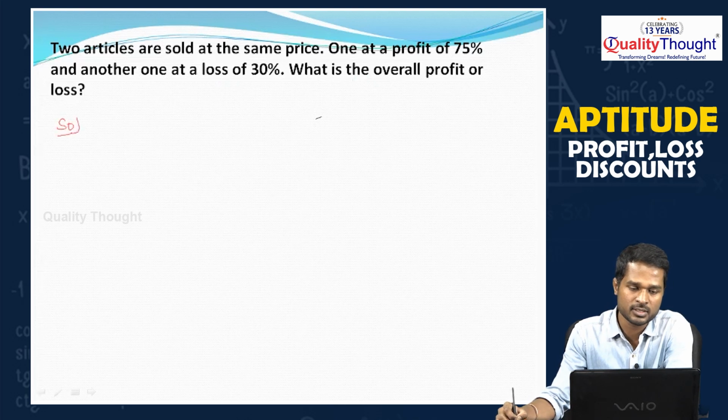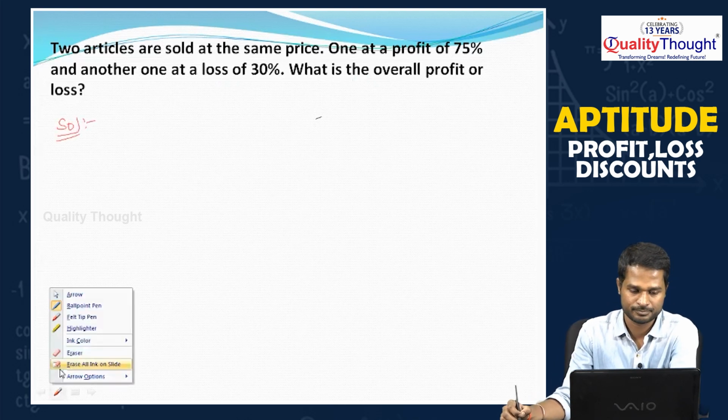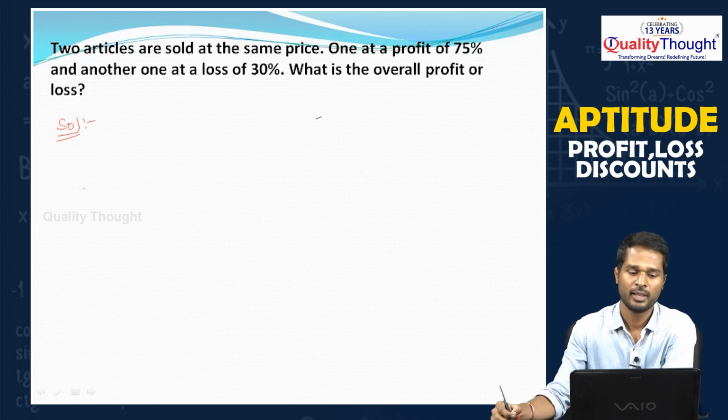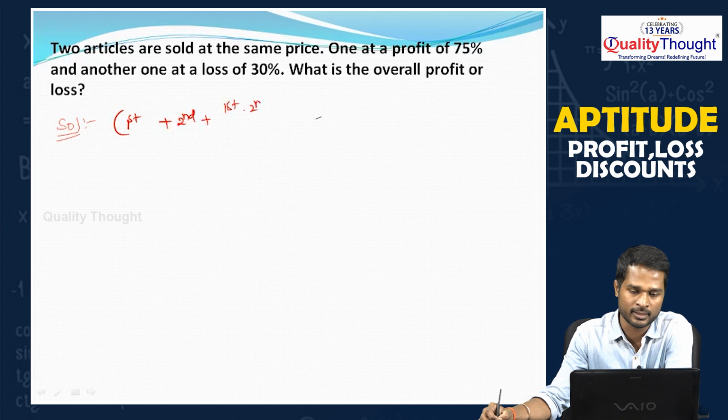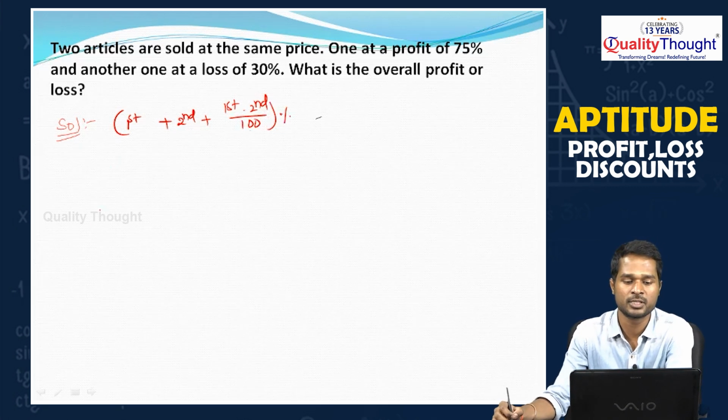See, in these types of questions, we can use the overall profit percentage or loss percentage formula: the first article plus the second article plus the first article times the second article by 100 percentage. So, this is the overall profit percentage or loss percentage. If you get the value positive in this, it is profit percentage. If you get the value negative in this, it will be loss percentage.